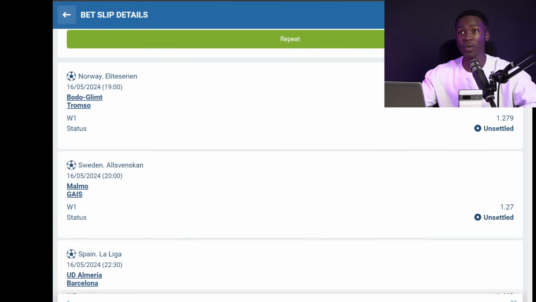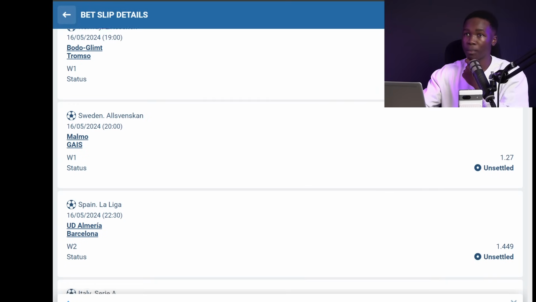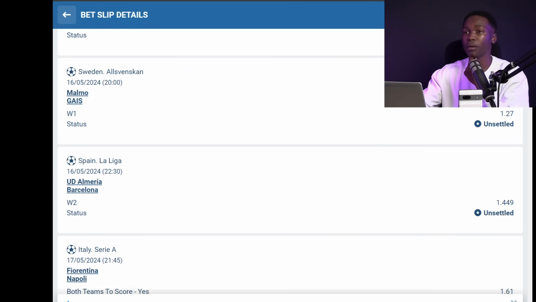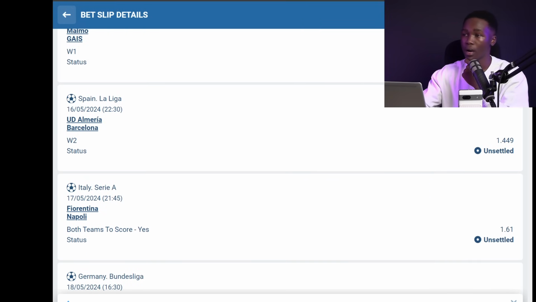So let us now get into these games. The first game is Bodø vs Tromsø. Tromsø to lose the game. The prediction is a Bodø win. And then we have a game from Sweden, Malmö vs Guys. The prediction is a Malmö victory. Almeria vs Barcelona. Barcelona to win the game.